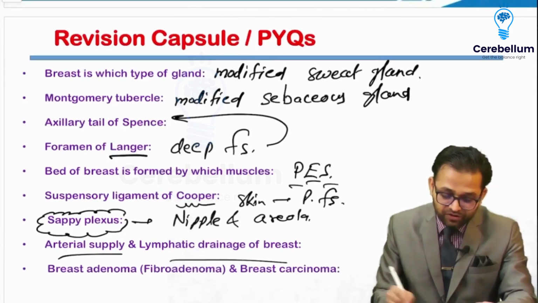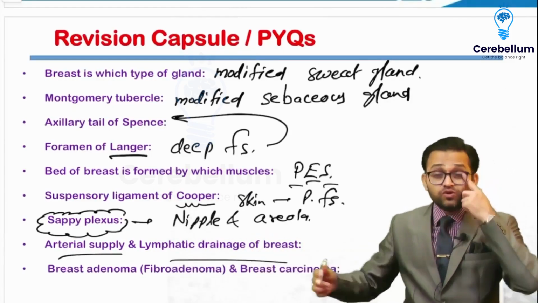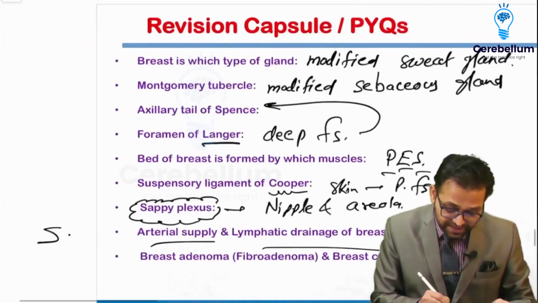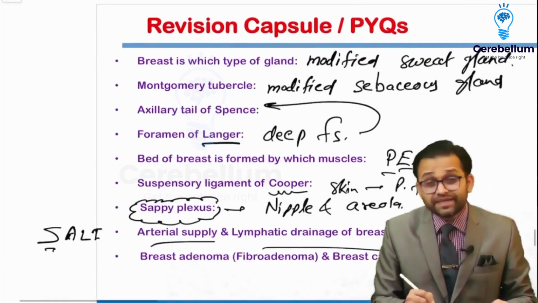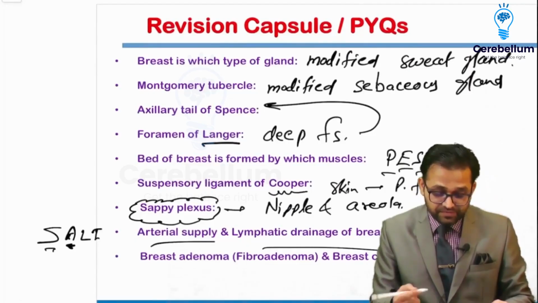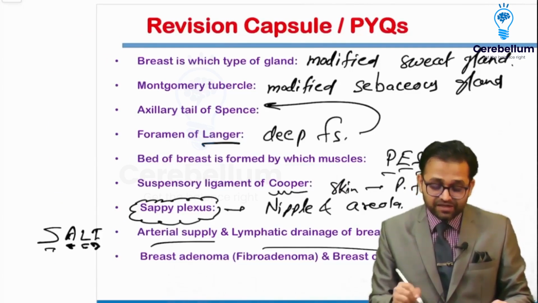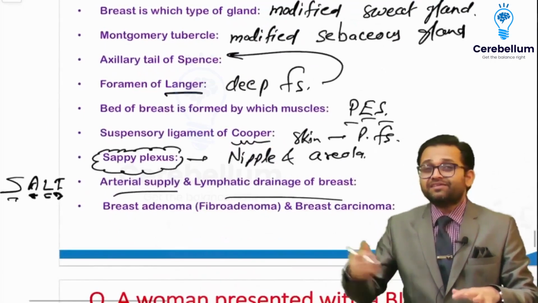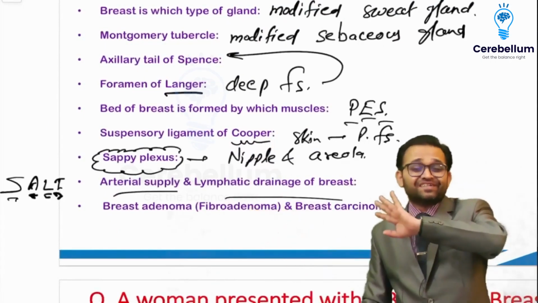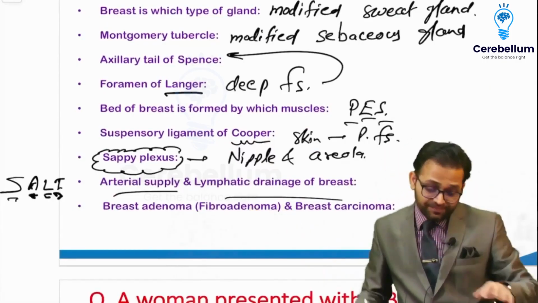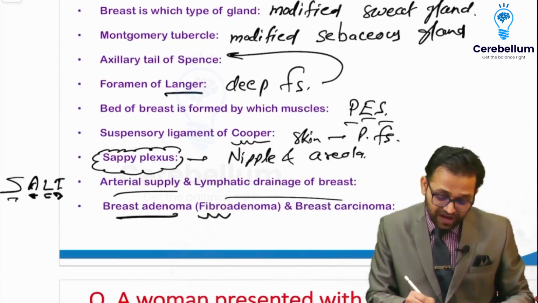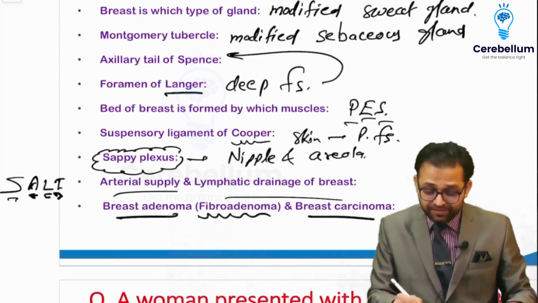Sir, arterial supply and the lymphatic drainage of the breast. I told you that for arterial supply, the mnemonic is SALI. Yes: superior thoracic artery, acromiothoracic artery, lateral thoracic artery, internal mammary artery, and the lymphatic drainage of the breast. I created an entire flow chart for all of you. Okay. Then breast adenoma, that is fibroadenoma, mouse of the breast, and breast carcinoma.